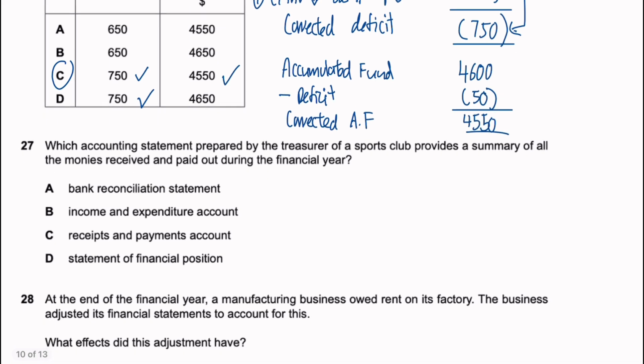Question 27. Which accounting statement prepared by the treasurer of a sports club provides a summary of all the monies received and paid out during the financial year? It's like a bank account for the club and society. So it's a receipts and payments account.